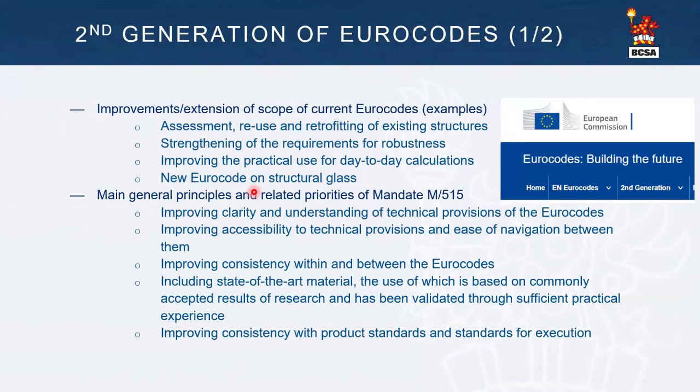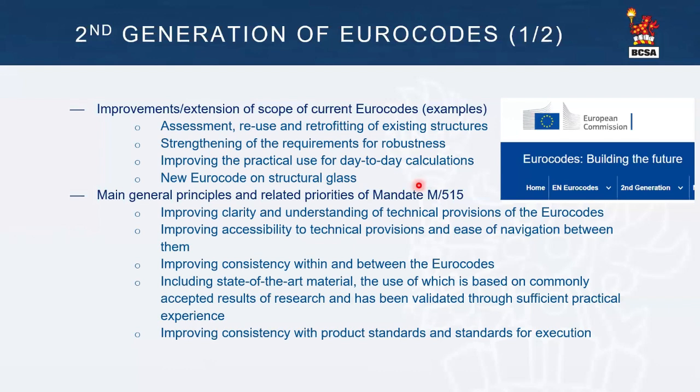The first generation of Eurocodes was reviewed under the European mandate M515, which set the strategic direction of the evolution of these standards and identified the main technical areas for improvement. These are listed here in the first 4 bullet points. And 34 countries and more than 1,000 experts worked together in this project. It was a very lengthy project that has not finished yet.